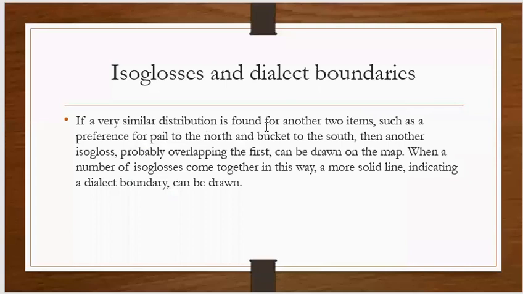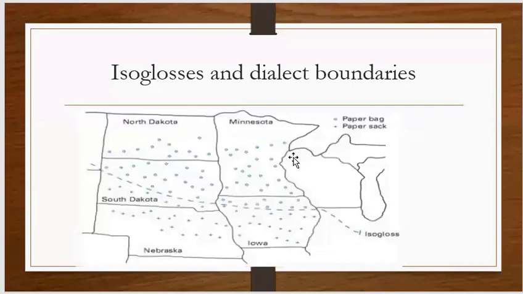Now, if a very similar distribution is found for another two items, such as a preference for pail to the north and bucket to the south, then another isogloss, probably overlapping the first one, can be drawn on the map. When a number of isoglosses come together in this way, a more solid line indicating a dialect boundary can be drawn. As I said, this is only for paper bag and paper sack. Similarly, they would be asking so many other items, and when there is a difference, they would draw the same sort of line there. And when all these isoglosses come together, they would then form a solid line. And then this is the distinction of two different dialects, a dialect on this side, another dialect on the other side of the line.